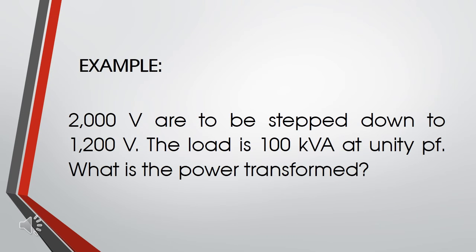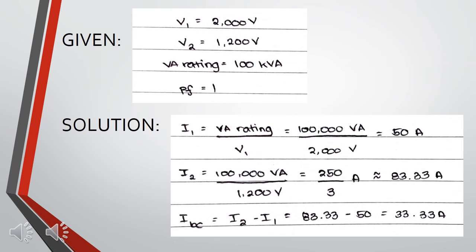Let's do some sample problem. So, ito po. 2,000 volts are to be stepped down to 1,200 volts. The load is 100 kVA at unity power factor. What is the power transformed? So, the first thing we need to do is to list the given values. The supply voltage is equivalent to 2,000 volts and the load voltage V2 is equal to 1,200 volts. Next is the VA rating, which is equivalent to 100 kVA or sabi na natin 100,000 VA, and power factor at unity, which is equivalent to 1.